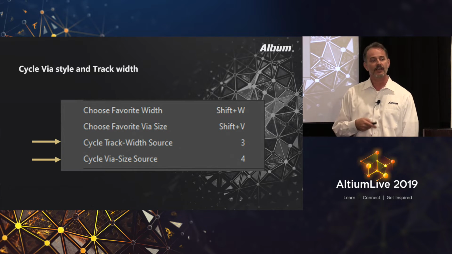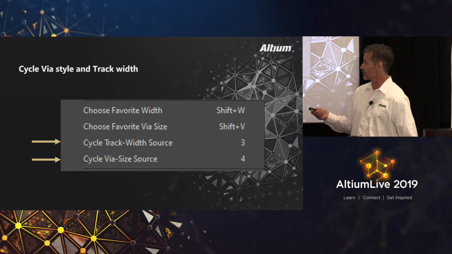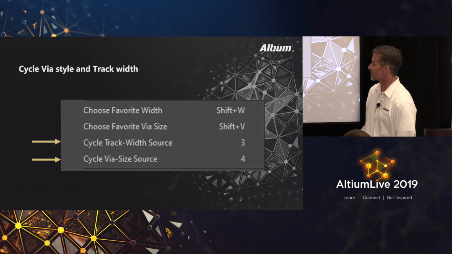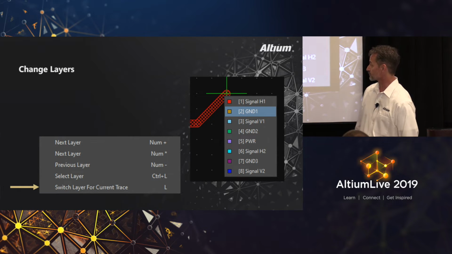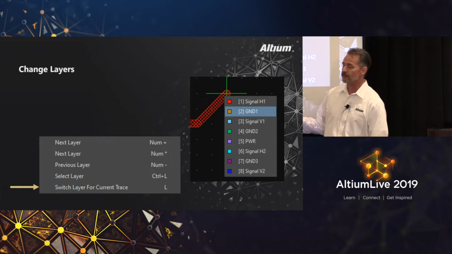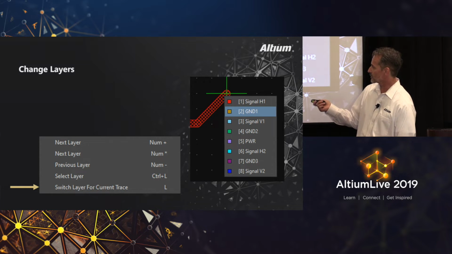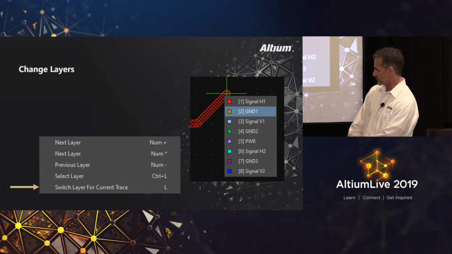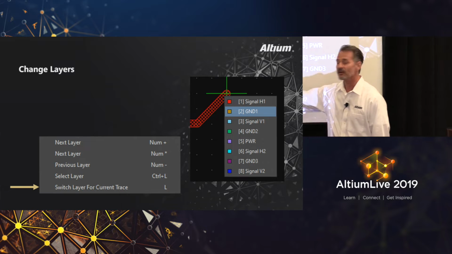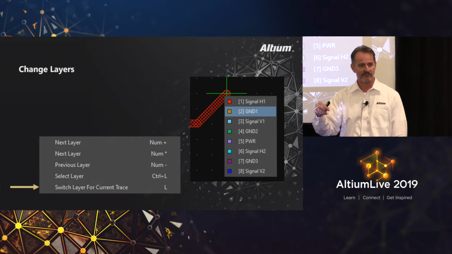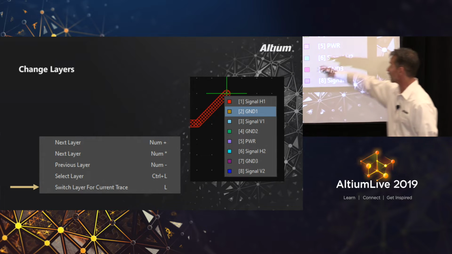Of course, you cycle track width. You just hit your 3 key. If your width has a minimum, max, and preferred, you can cycle through the width sizes. Also via size source, you can cycle through those with the 4 key. And now switch layer for current trace. When you hit the select layer L, L only works if you're routing right off of a through hole or a via. It'll switch the layer. But this is Control L.